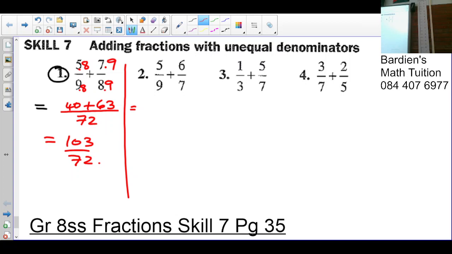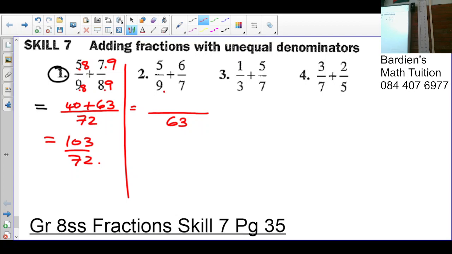So we go 9. Is 9 divisible by 7? No. 18? No. 27? No. 36, 45, 54. 63? Yes. So I put 63. Can you see, instead of going with factors of both, I tend to forget the one when I'm busy with the other. I just count in the multiples of the larger denominator.